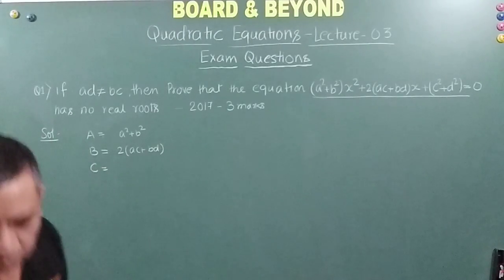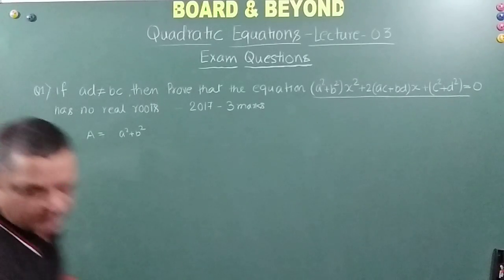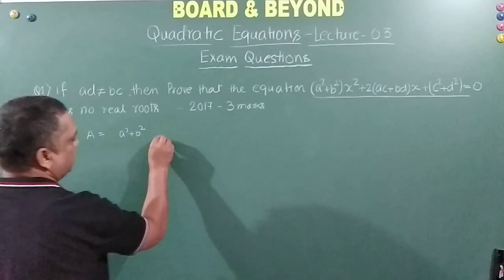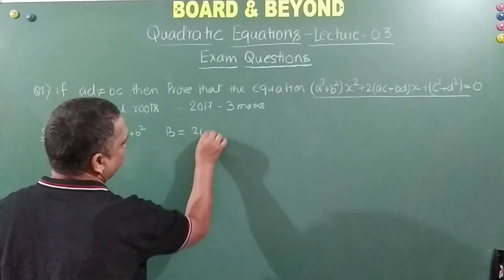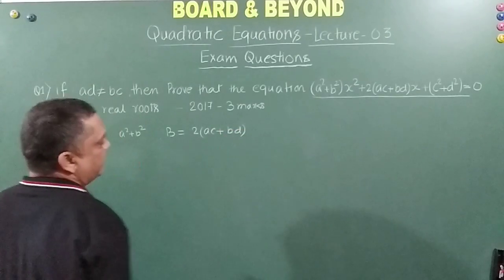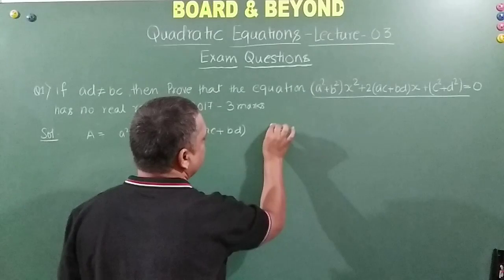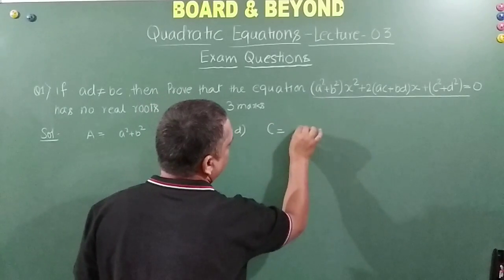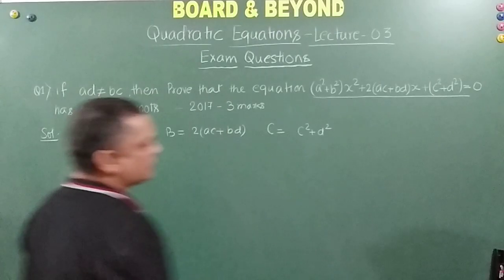One second, to utilize the space on the board, I will write it in a line. So B is equal to 2ac plus bd, right? And capital C is equal to c square plus d square. This is the constant term.